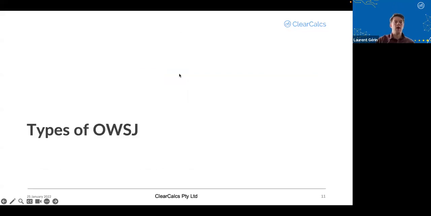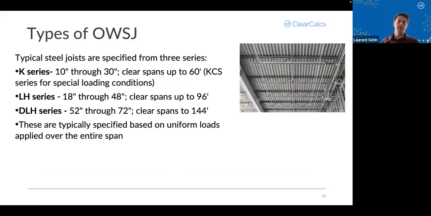Okay, so thinking now about the different types of open web steel joists. So I mentioned it earlier, we've got the K series, LH series, DLH series. These are probably the three most common ones. We've got some historical sections out there. I think I've heard some people talk about SJ series, for instance. These are the three ones that are typically manufactured right now in the US.